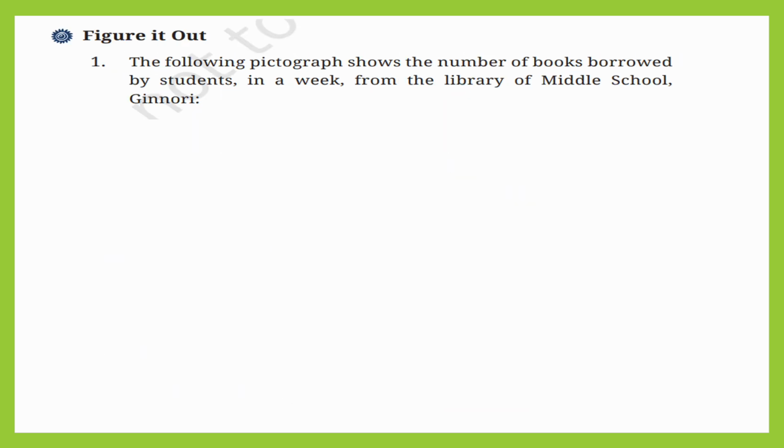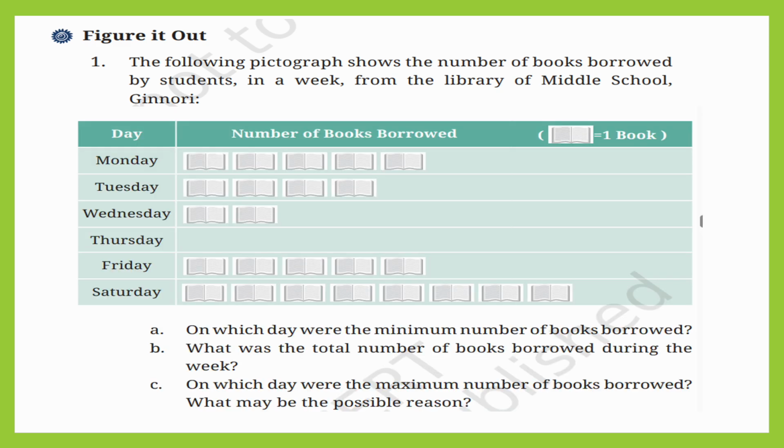The following pictograph shows the number of books borrowed by students in a week from the library of middle school Ginori. See, a pictograph is given. It shows the number of books borrowed by students in a week. See, in the pictograph, days are given: Monday, Tuesday, Wednesday, Thursday, Friday, and Saturday. The number of books borrowed each day. Monday, how many books were borrowed? Tuesday, how many books borrowed? It's given. Then one symbol, it represents one book.